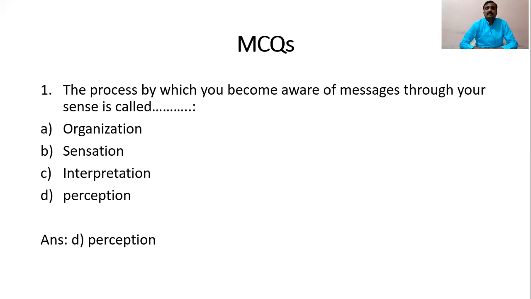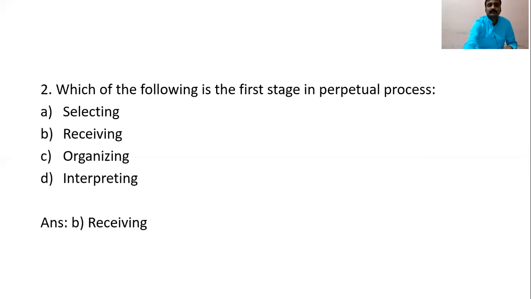First one: the process by which you become aware of messages through your senses is called organization, sensation, interpretation, perception. So the first three are not the answer. Perception is the right answer, where you are going to have an awareness of the message through your senses. Senses may be, as I said, through ears, through eyes, through smell, through taste. That is called perception.